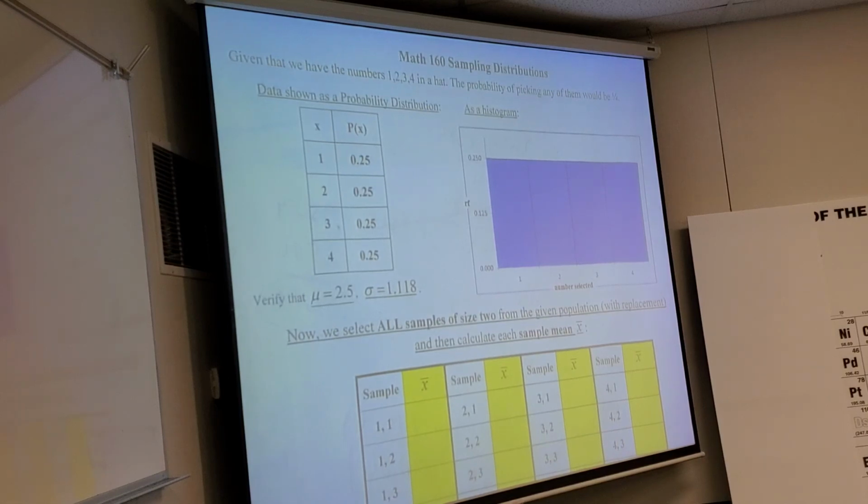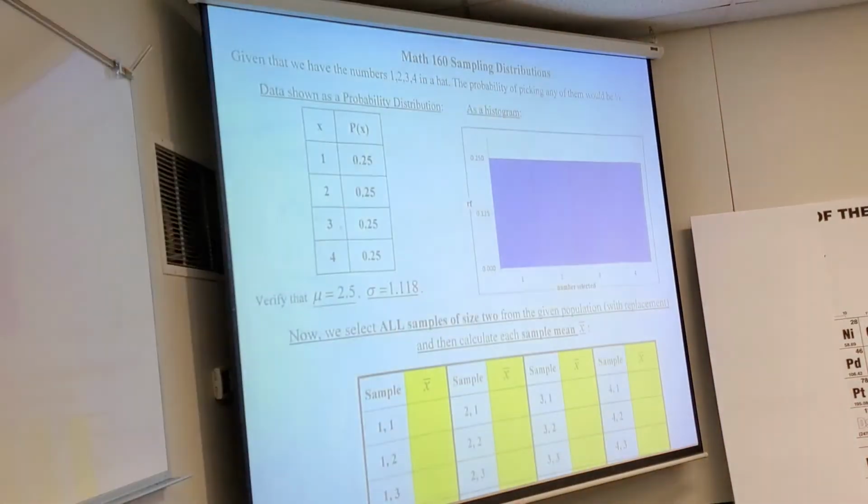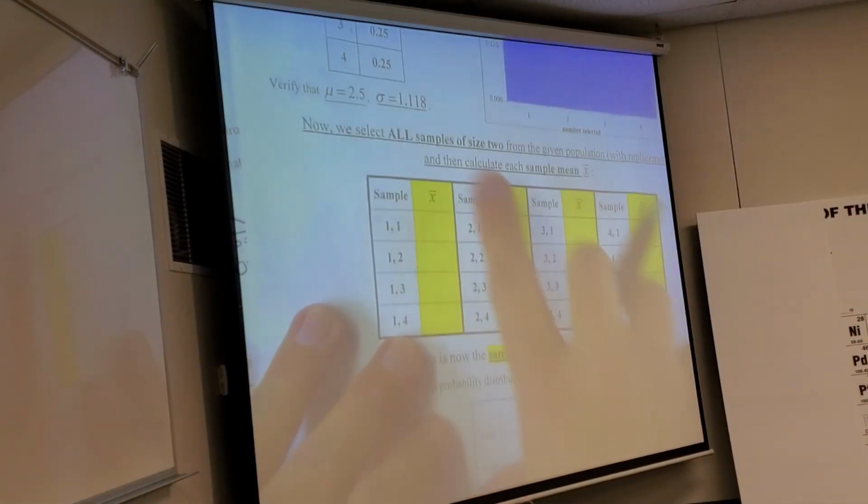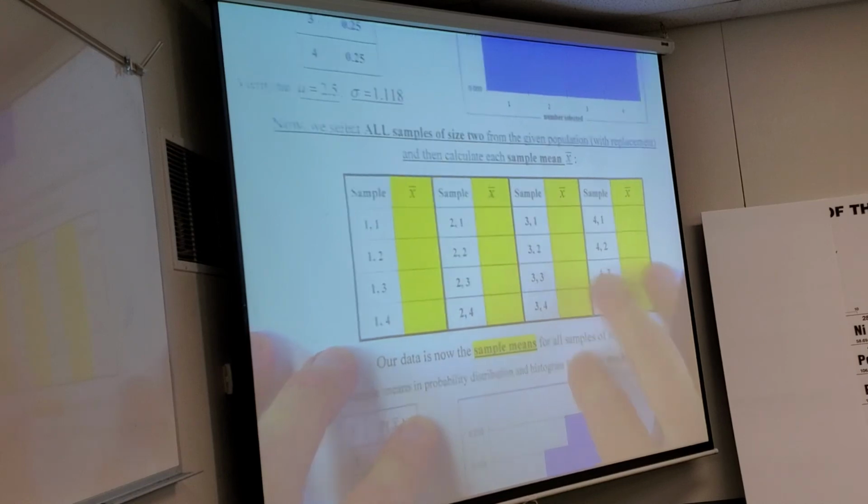So what if I took 2 at a time? Instead of recording taking 1 and looking at it, I'm going to take 2, take their average, and then look at that. So instead of the results being just 1, 2, 3, 4, I could, for example, pick out 1, drop it back in, and pick out 1 again. So that would be down here. If I start taking every possible sample of size 2.